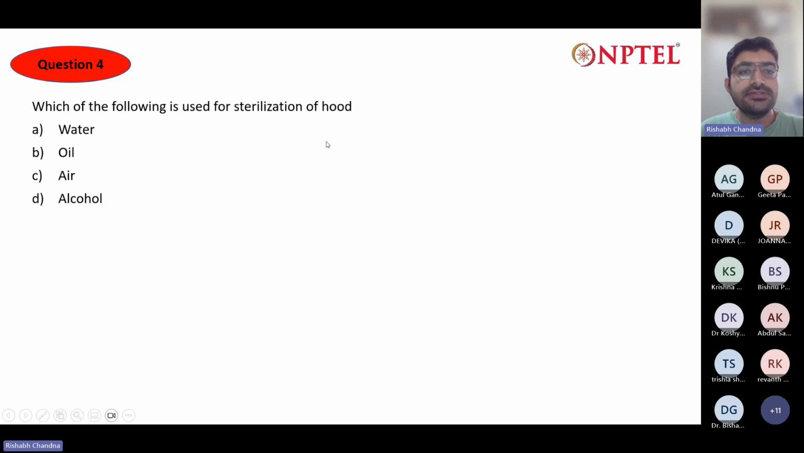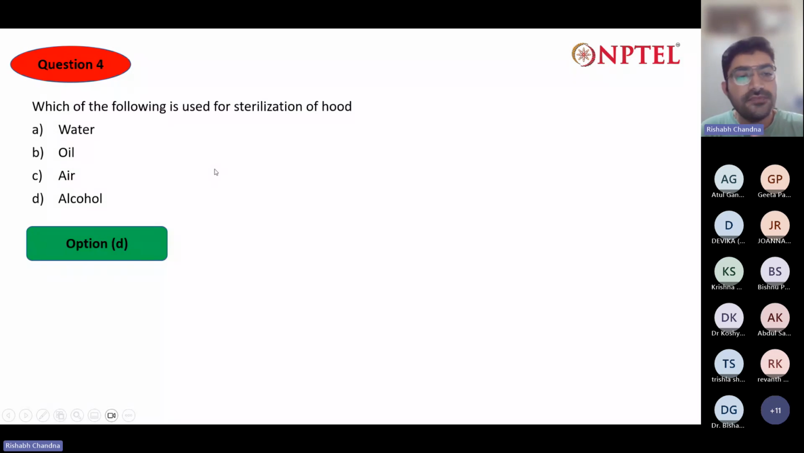Which of the following is used for sterilization of the laminar flow hood? And these are the options. Can anybody guess? Alcohol. Okay, any more answers? Yes, so the answer is alcohol.